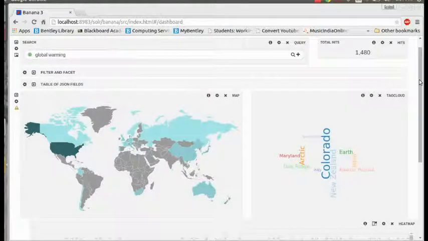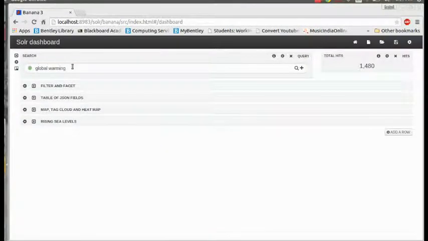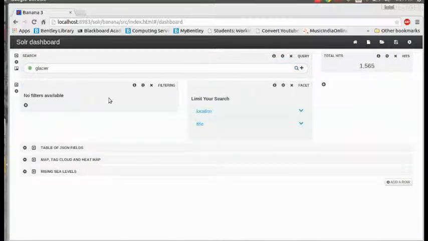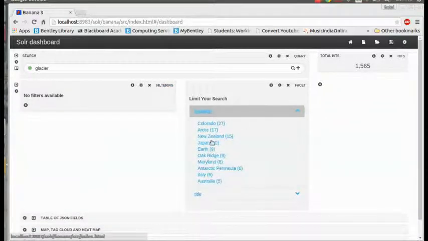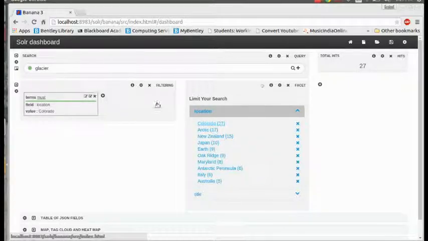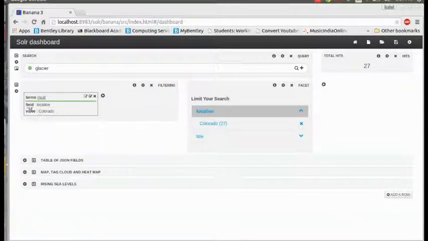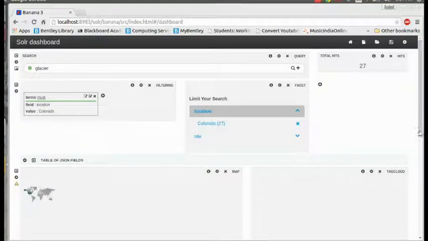Similarly, we can search for different keywords, say glaciers, which is the second query. So here I type in glaciers and I get 1565 documents. Here you can filter it using, say, a particular location. If I search based on Colorado, then the filtering panel shows the field location Colorado as a must in the query term. So here you can visualize this information in the map and the tag cloud as well as the heat map.